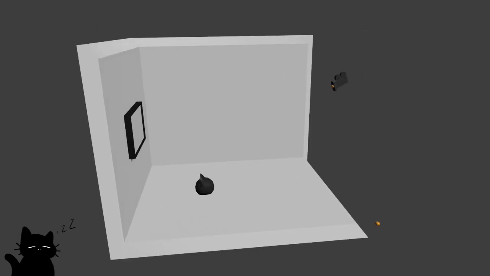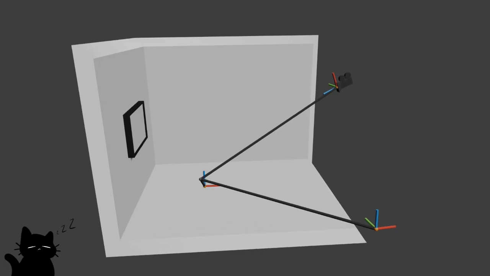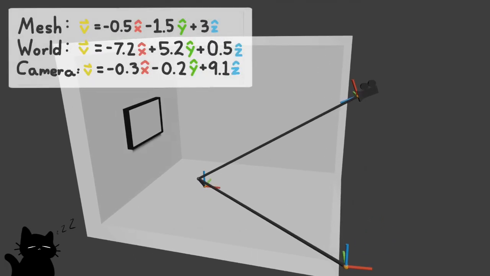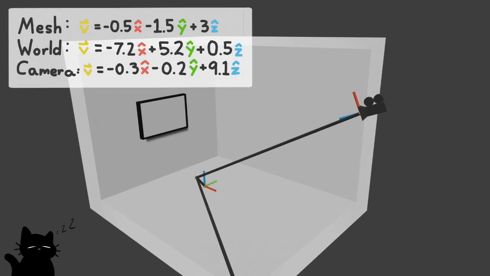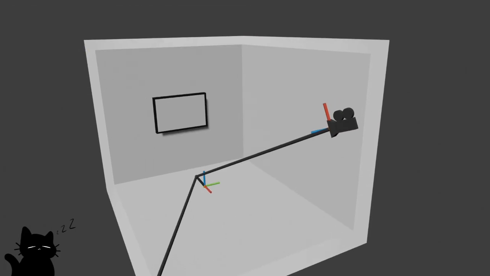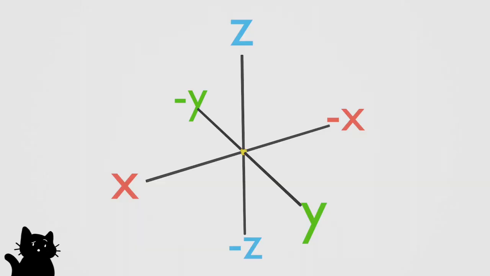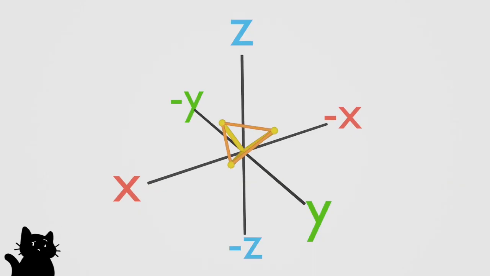In a nutshell, we need to convert the vectors defined in mesh space into the coordinate system of the world, known as world space, and then into the coordinate system of the camera, known as camera space. Since each space has a different coordinate system, the mesh does not exist at the same coordinates in each space. Thus, we must find how to convert them. Okay, so how? To do this, we need to introduce transformations.